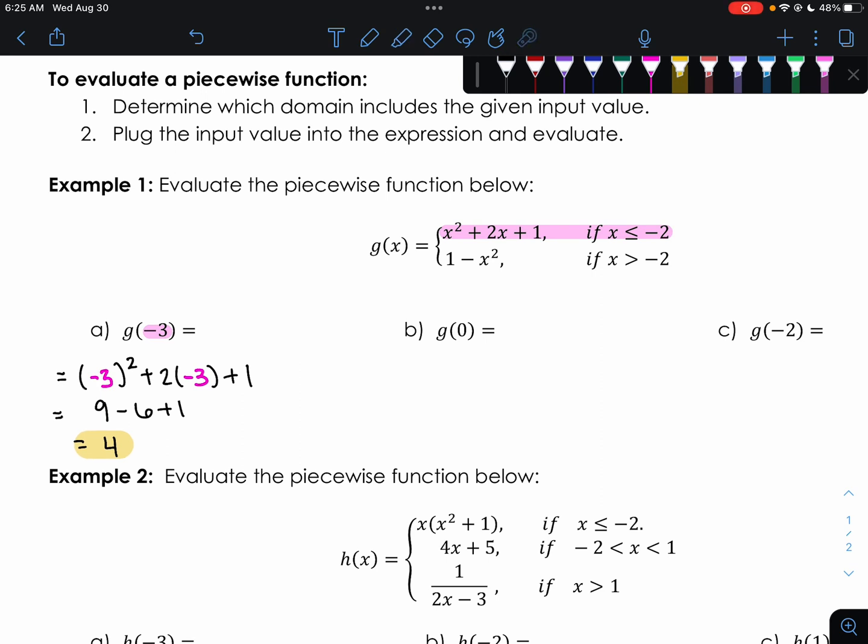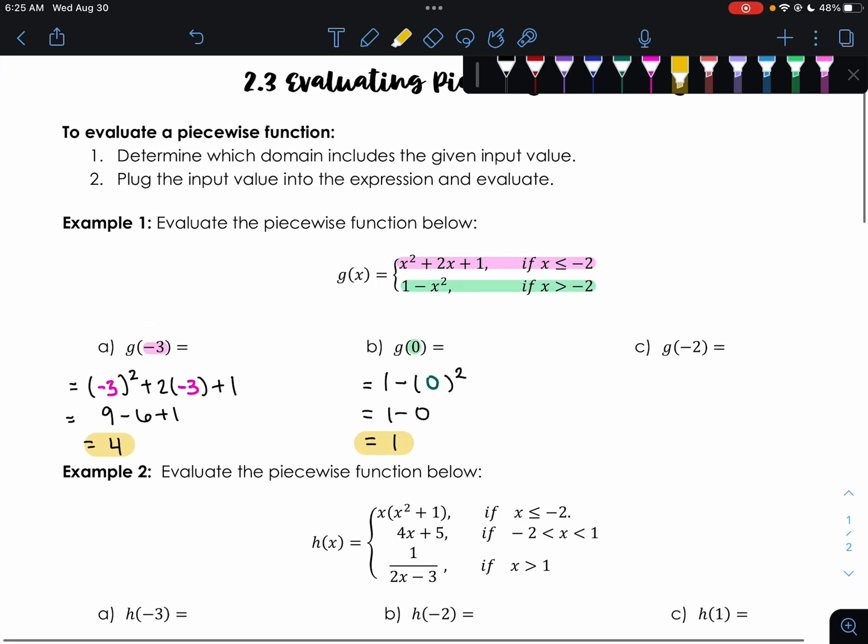Next one, we see that we have an input value of 0. So we need to determine where 0 falls. Is 0 less than negative 2? Or is it greater than negative 2? And this one is going to be greater than negative 2. So we're going to plug in 0 into that second equation. And it looks something like this. So when I plug 0 in, I get 1 minus 0 squared, which is 0. And I just get 1. And that would be my answer.